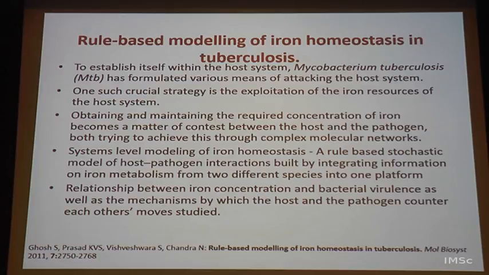So, to establish itself within the host, MTB has formulated various means of attacking the host system. One such crucial strategy is exploitation of ion resources, as I mentioned earlier, from the host. So, obtaining and maintaining the required concentration of ion becomes a matter of contest. It is a battle actually between the two, because what the host does is to sequester more ion within it. There are storage proteins called transferrins, where a large amount of ion is bound to this molecule and it is stored within that, it is put away.